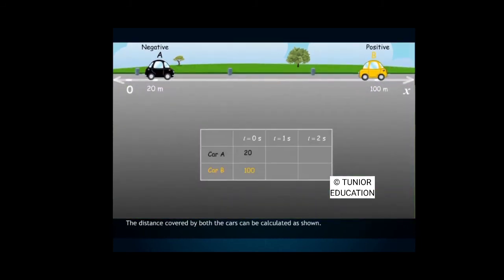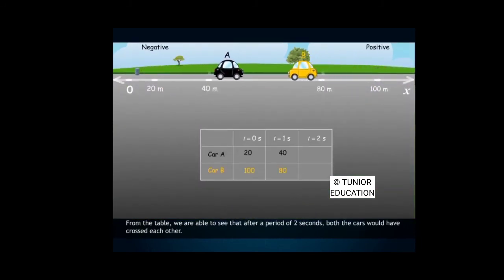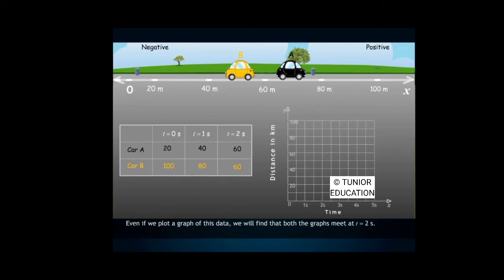The distance covered by both the cars can be calculated as shown. From the table, we are able to see that after a period of 2 seconds, both the cars would have crossed each other. Even if we plot a graph of this data, we will find that both the graphs meet at t equals 2 s.